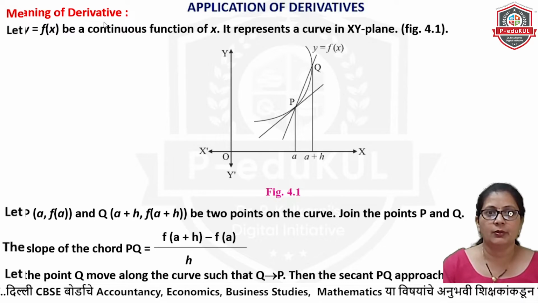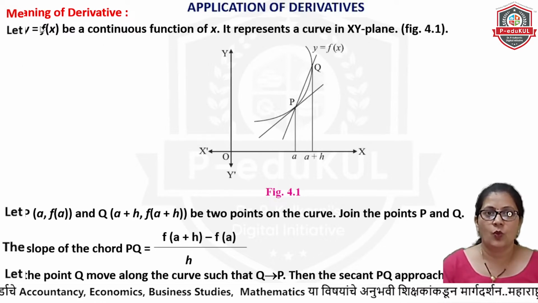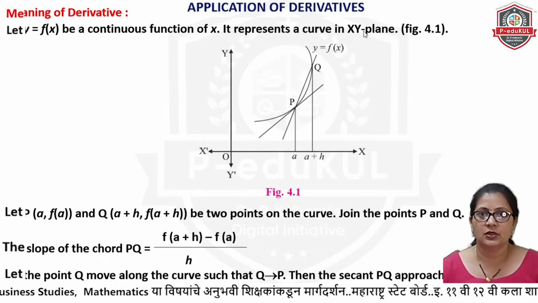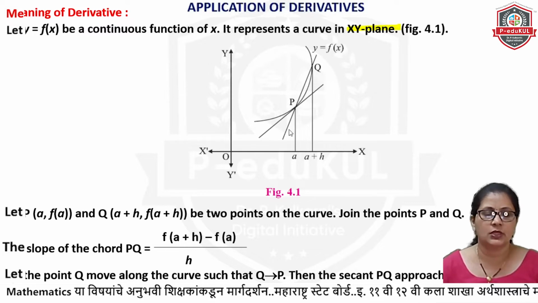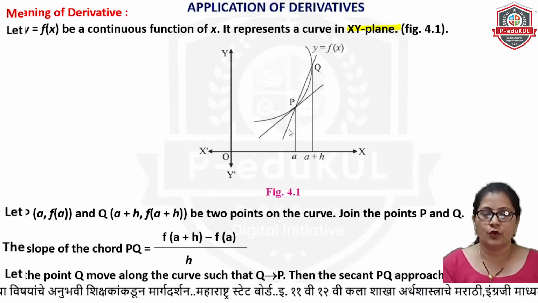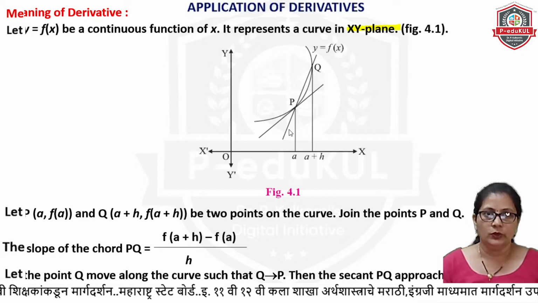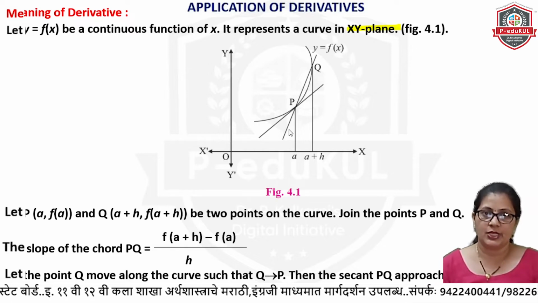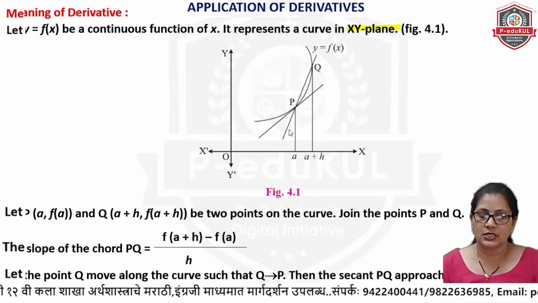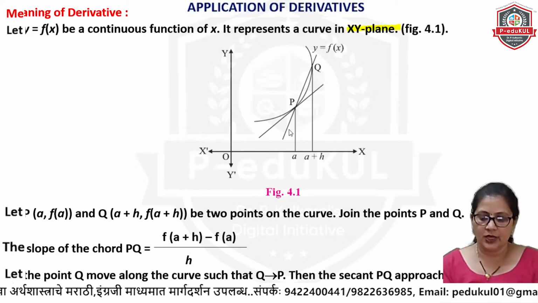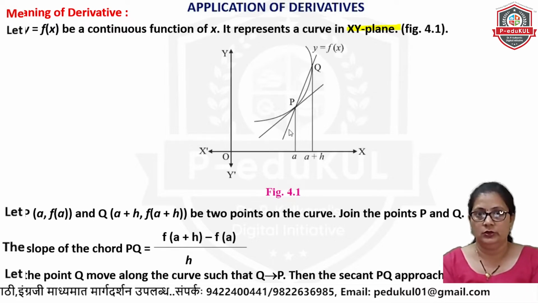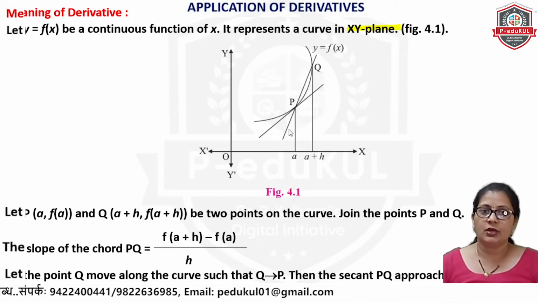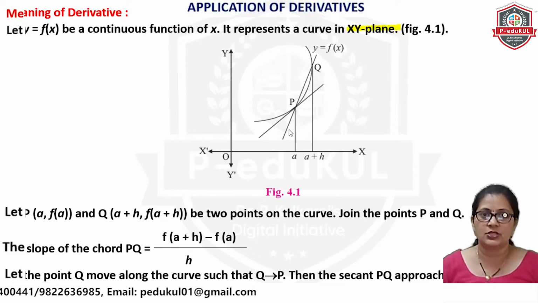So let's see what we mean by the meaning of a derivative. Let y is equal to f(x) be a continuous function of x, represented in the xy plane. The xy plane means the regular Cartesian system, which we use to plot graphs. These derivatives are useful in different branches, like engineering and physics. Real life changes are nothing but the rate of change. Everything changes, but at what extent it is changing, that we measure from the derivative, that is dy by dx.